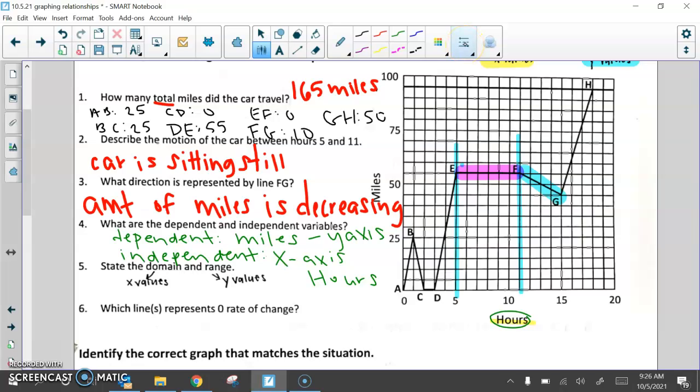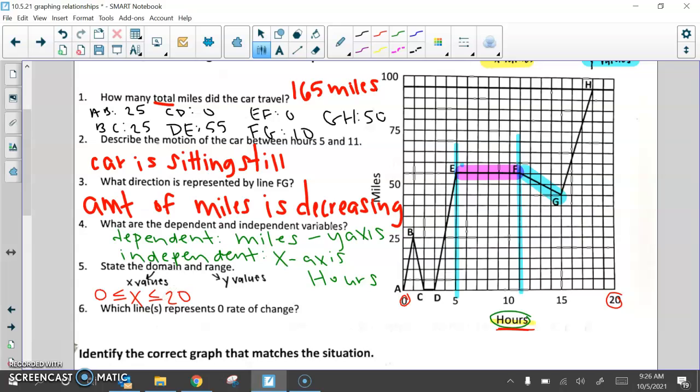So for our domain, that was our x-axis, our hours, we're going from 0 to 20. So 0, 20, you're going to stick your x in the middle, and you're always going to do less than or equal to symbols. So that's how you will most likely see the domain and the range will be similar on graphs like these.